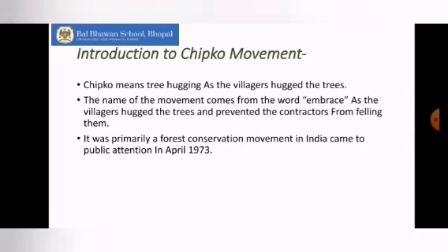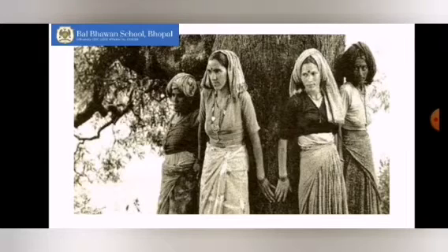Okay. Let's discuss. Chipko means tree hugging, as the villagers hug the trees. The name of the movement comes from the word embrace, as the villagers hugged the trees and prevented the contractors from felling them. It was primarily a forest conservation movement in India, came to public attention in April 1973.